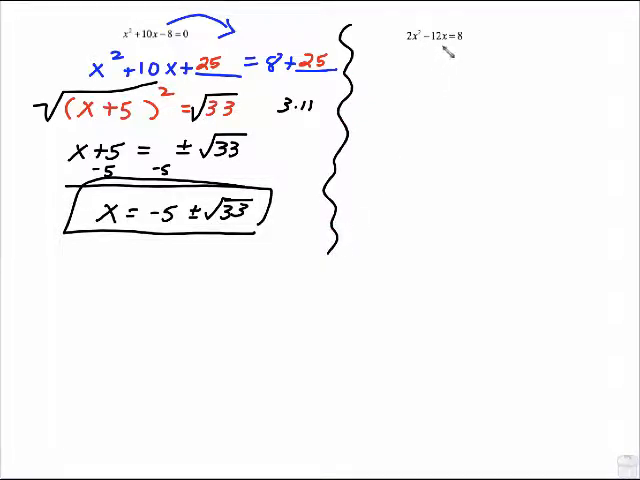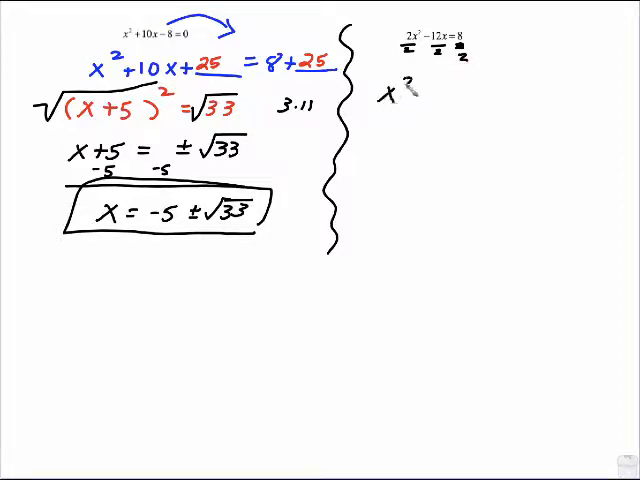Now this one is different for two reasons. One is this 8 has already been moved to the other side, so it's like somebody did the first step for you. But the other thing is we have a coefficient in front of x squared. The first couple of examples we did not have a coefficient in front of x squared, because you can't complete the square unless it's plain old x squared. So simple arithmetic, divide everything by 2.